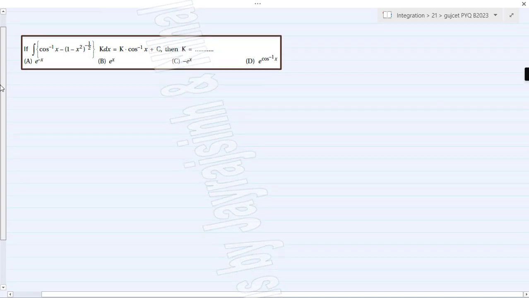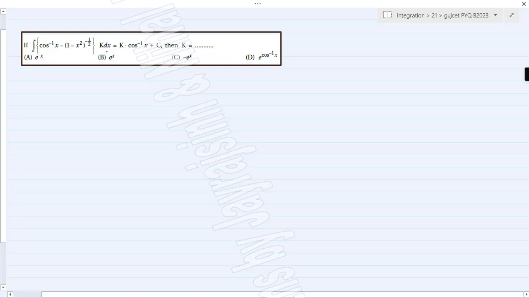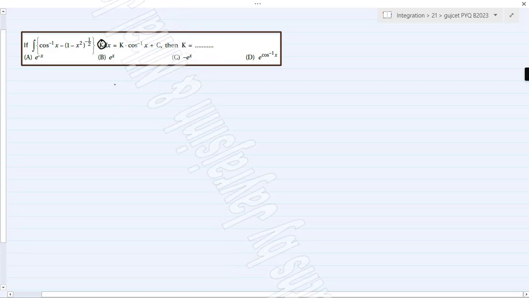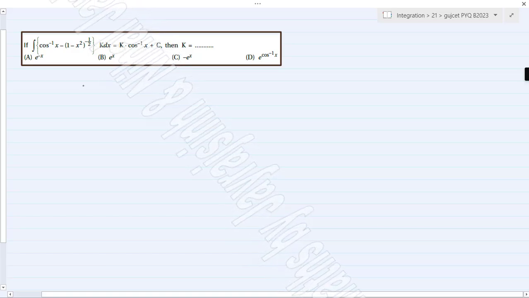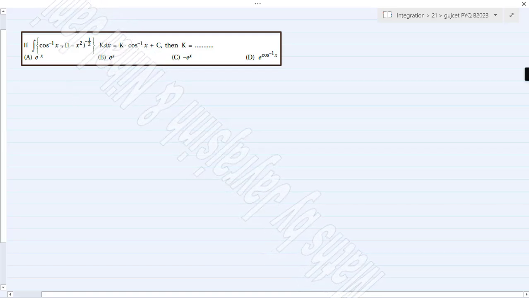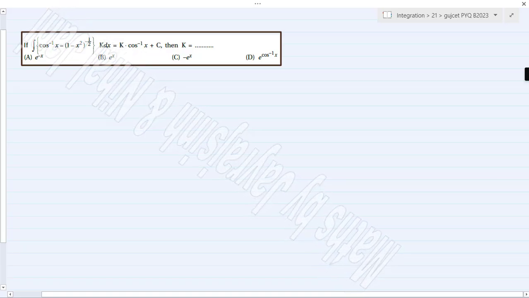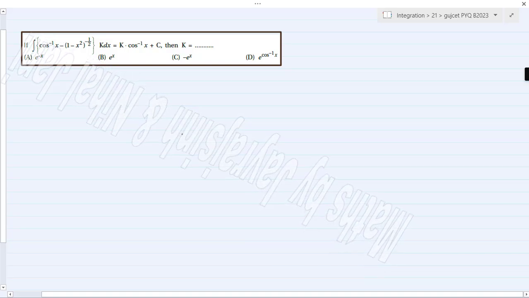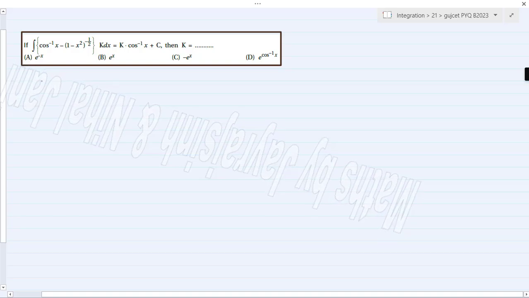This is a tough question. Only if your observation power is strong will this question get solved. The difficult thing is that it is given on both the left hand side and right hand side, and that is not constant, it is a function of x. See, integration of (cos inverse x minus (1 minus x square) raised to minus 1 by 2) whole into k dot dx is equal to k cos inverse x plus c. We have to find k, which is a function of x.